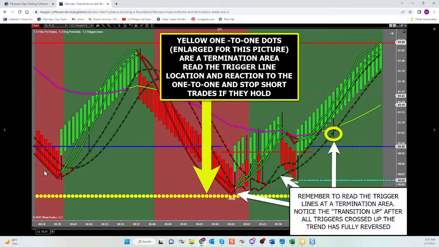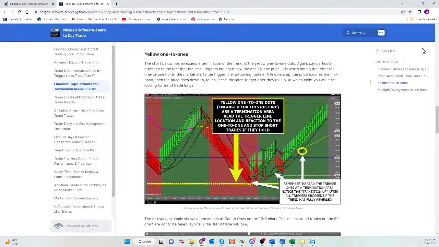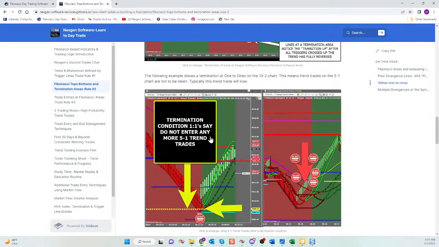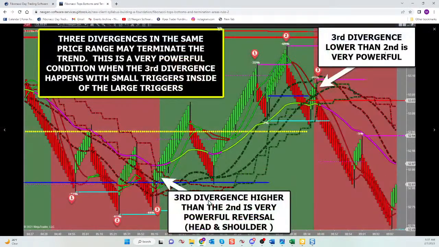And every now and then that market's not going to make a key area. It's going to turn seemingly from nowhere, maybe from the bottom, maybe from the top. So this next termination condition is not that picture. John snuck one in there for me. It's 3 divergence in the same price range may terminate a trend.